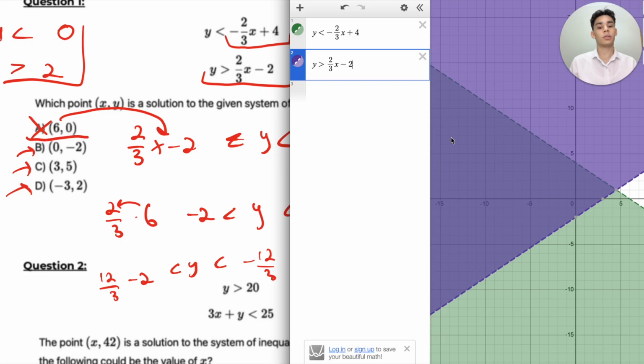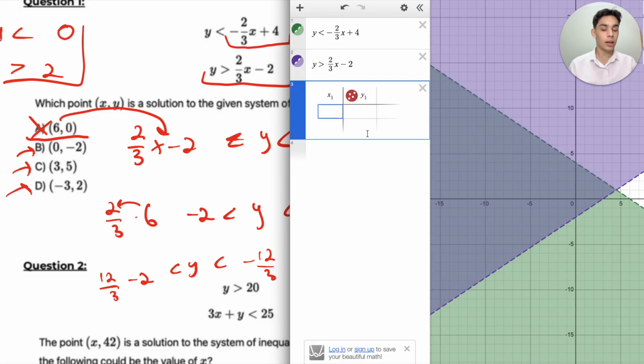This is our solution. Now, let me tell you a life hack. Click this plus button, create a table, and just write in the coordinates.